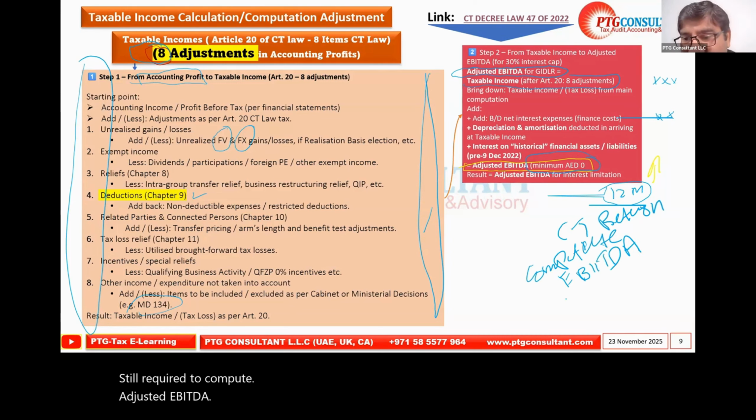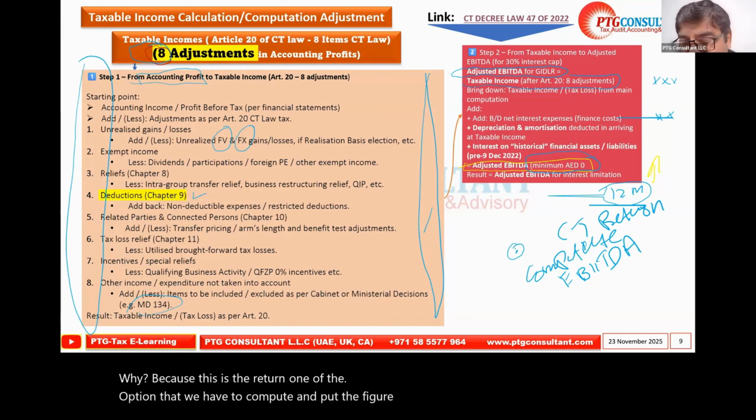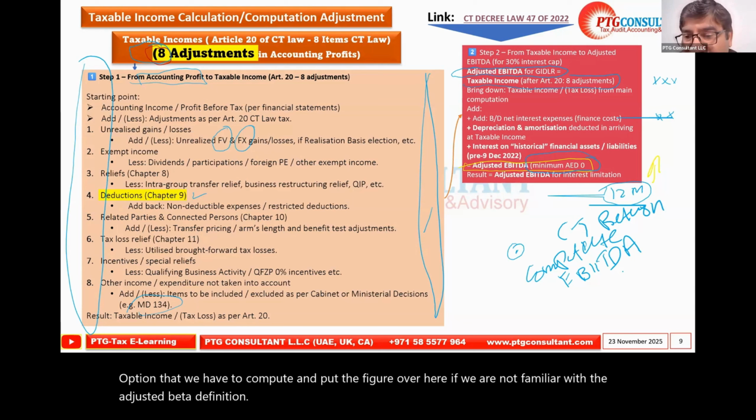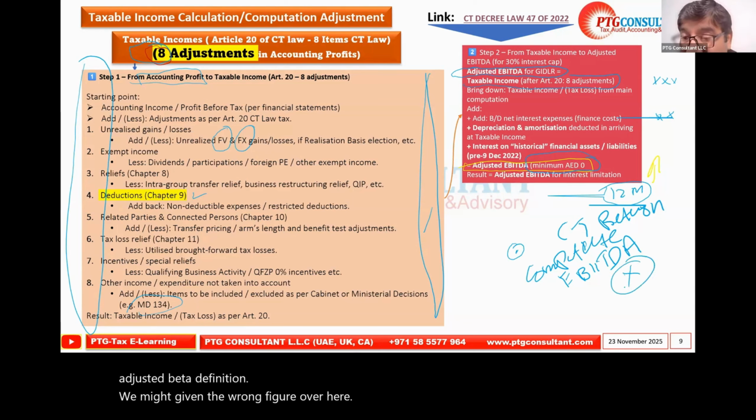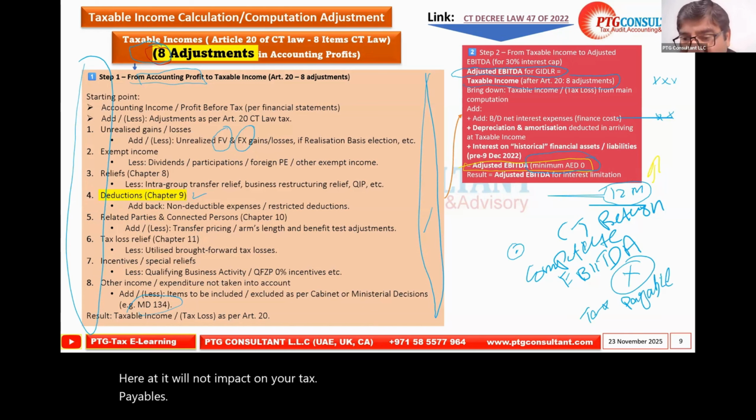Why? Because this is one of the options that we have to compute and put the figure over here. If we are not familiar with the adjusted EBITDA definition, we might give the wrong figure over here. It will not impact your tax payable. The wrong computation is not impacting tax payable as your finance cost is less than 12 million.